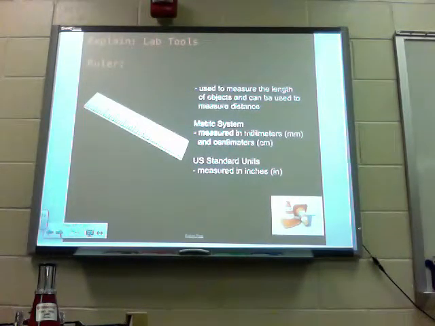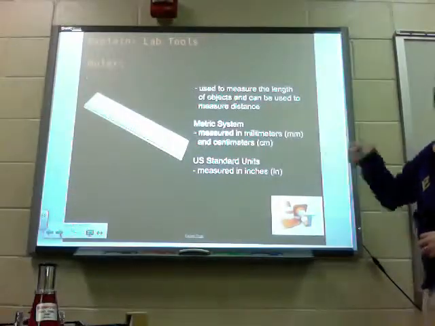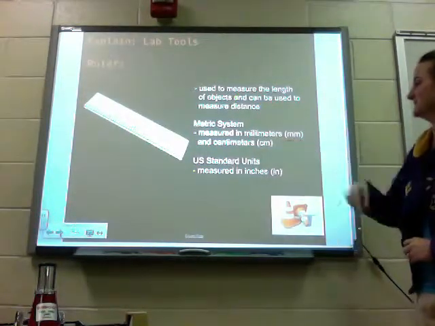And then we also have the U.S. standard units, which is where we're talking about inches and feet and things like that. So notice that millimeters is mm, lowercase. Centimeters, it's cm, lowercase. And inches, in, lowercase.